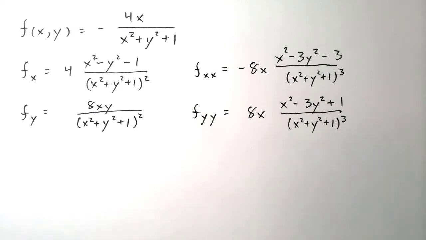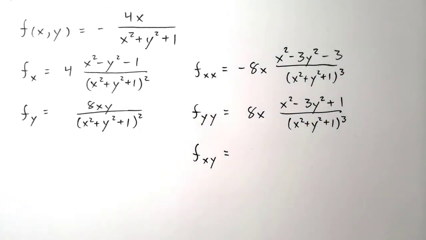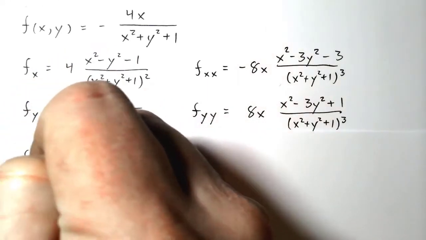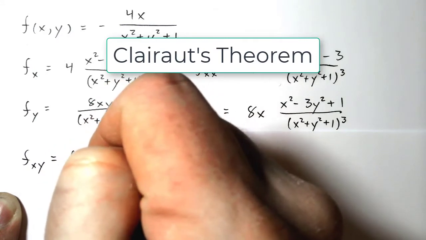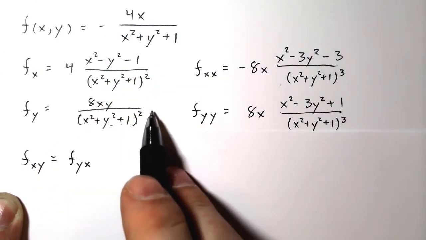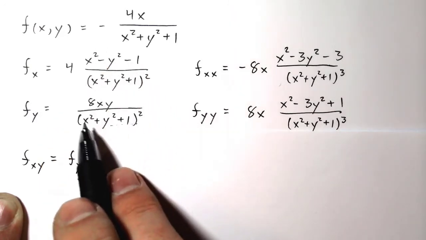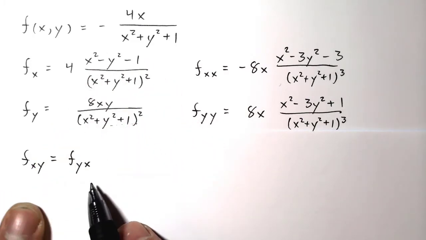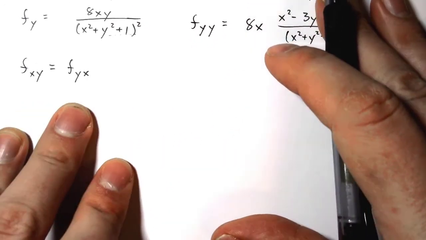We need to compute fxy. So let's see what that one equals. Okay, so to compute fxy, I'm going to use Clairaut's theorem. Clairaut's theorem says that fxy is going to be the same thing as fyx. Why do I want to use that? Well, because I think this function, fy, is going to be a little bit easier to differentiate than fx. So I'd rather differentiate this with respect to x than this with respect to y. So let's go ahead and do that, okay? So we'll just look at fy and differentiate that with respect to x.